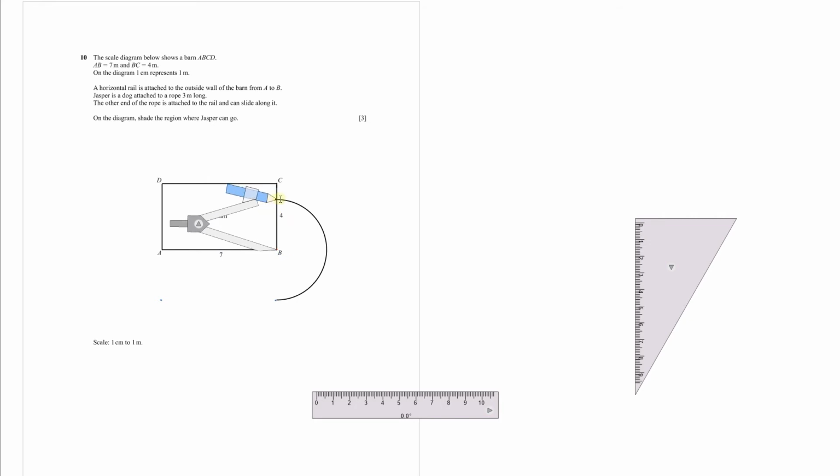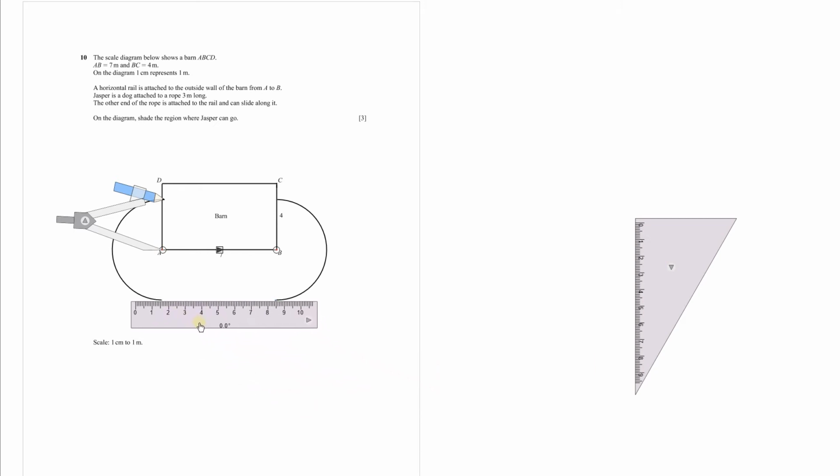So this is like the outer boundary, or the maximum distance that the dog can move. It can be anywhere inside as well, so we'll shade the region inside as well. And then place it on A as well to draw another semicircle. So I'll start again at the outer boundary of this barn and then draw up till this point, which is 3 centimeters from the line AB. And then I will join these 2 points with a straight line.